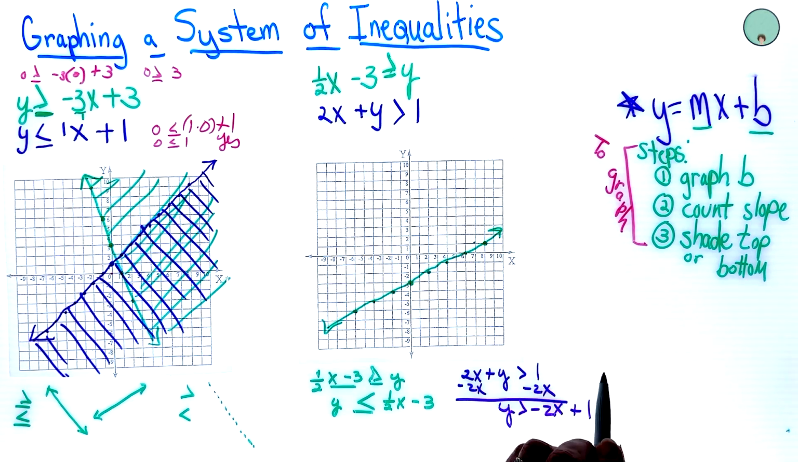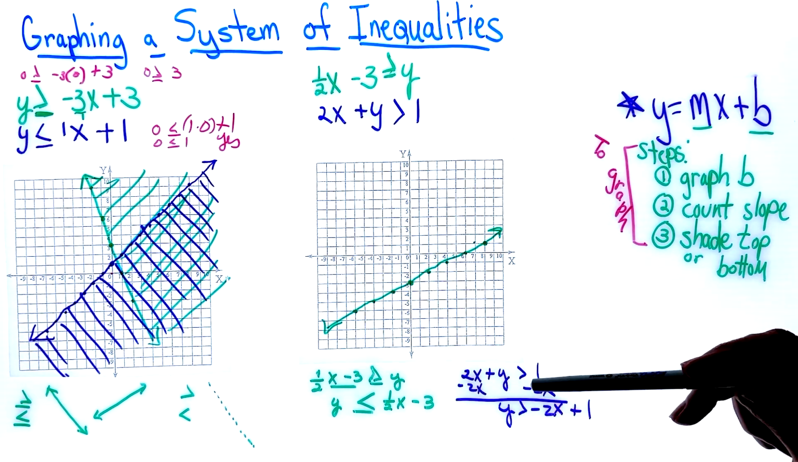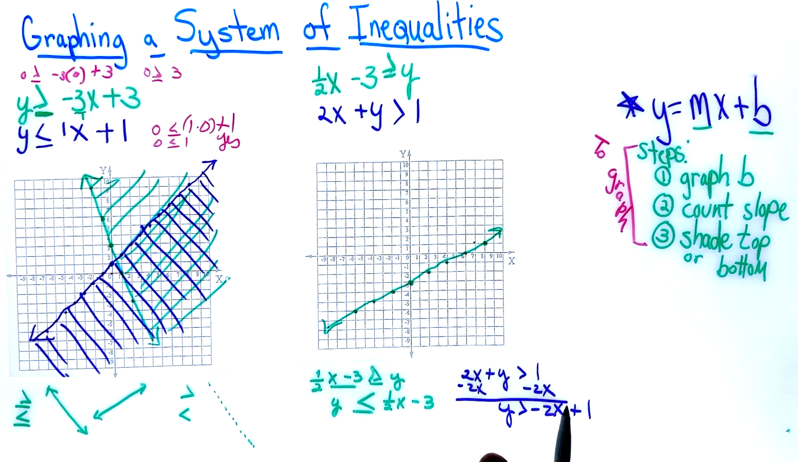Again, this is a negative, so I know that it is going to go downhill. And notice my symbol that I have here. It does not have the line underneath it. So my line that I'm going to be graphing is going to go downhill and it's going to be broken.